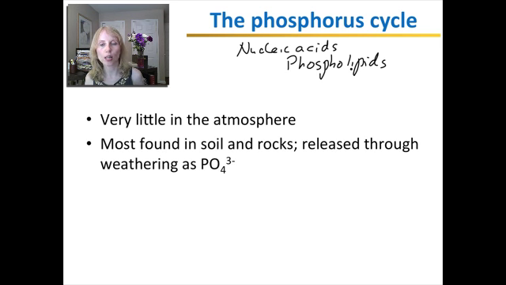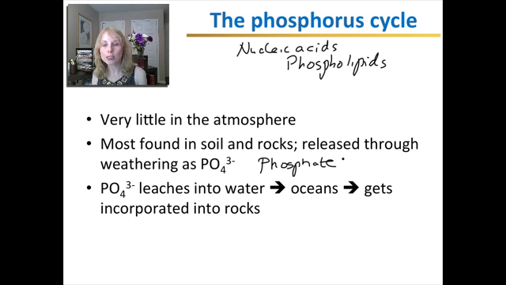It's mostly found in soil and rocks, and it's released from rocks and soil through a weathering process that wears down rocks and turns it into phosphate. So this is phosphate. Plants can absorb the phosphate and then incorporate it into their molecules. The phosphate can also leach into water. From there, it goes into oceans, and in the oceans it can get incorporated back into rocks. So that's what makes it, again, a cycle where you release it from rocks through weathering. Eventually, that phosphate gets back into oceans where it's sedimented into rocks, and then it can be gradually released again.